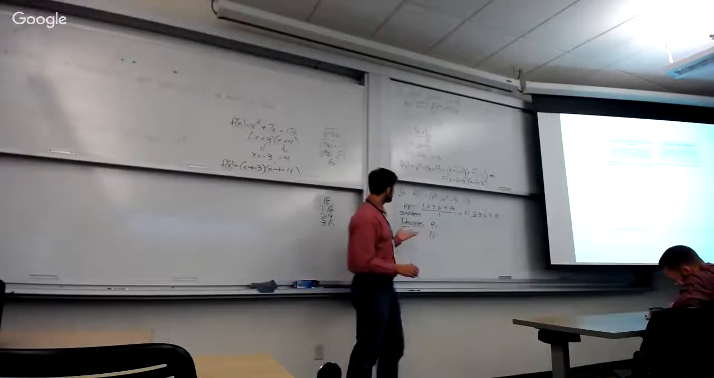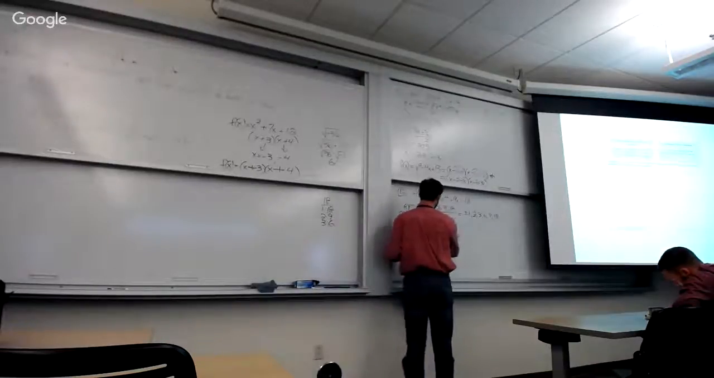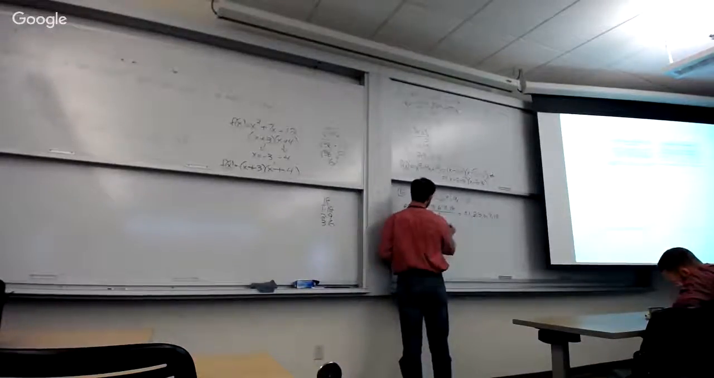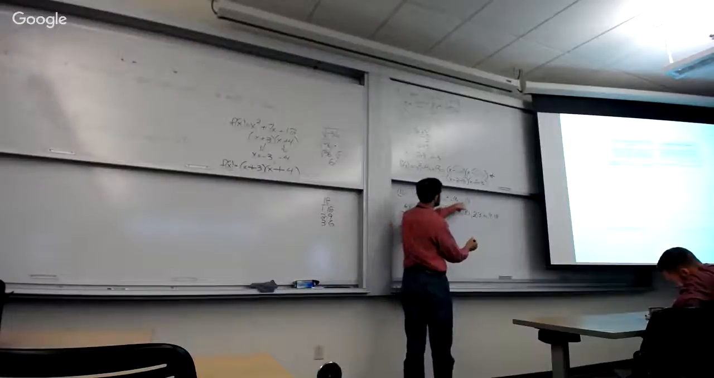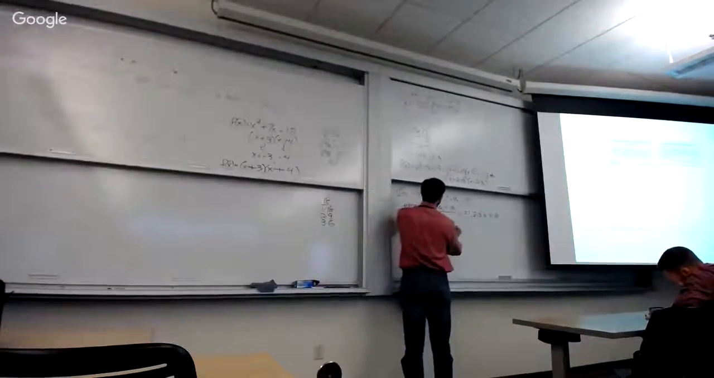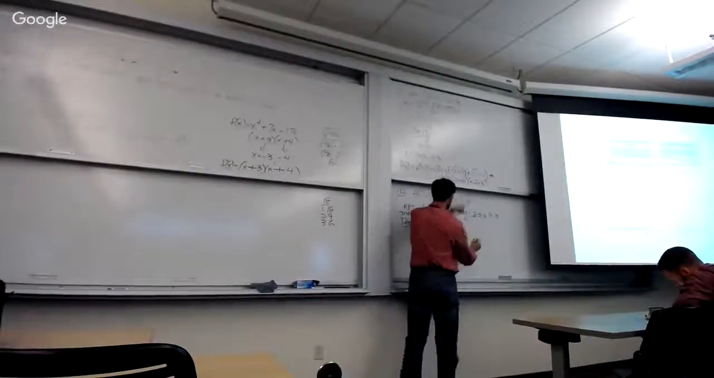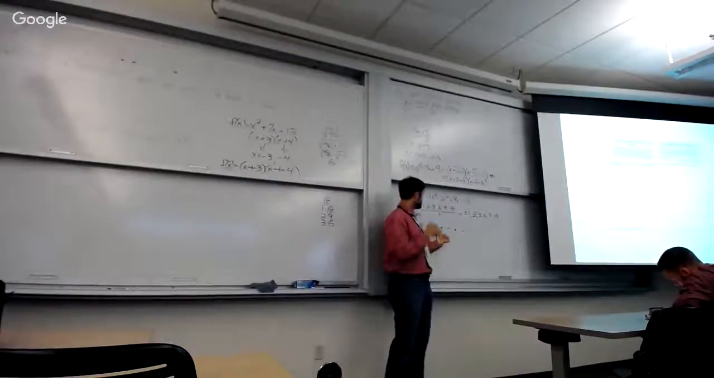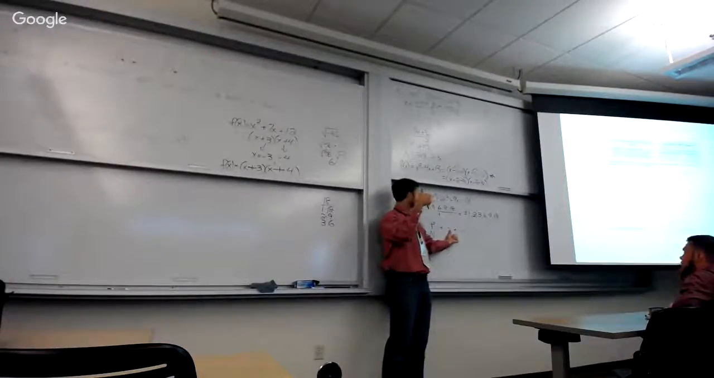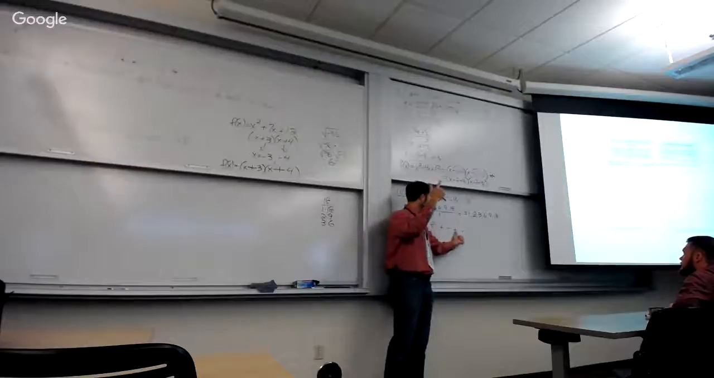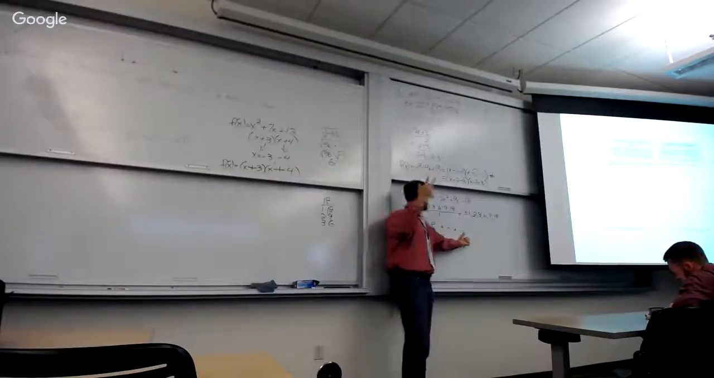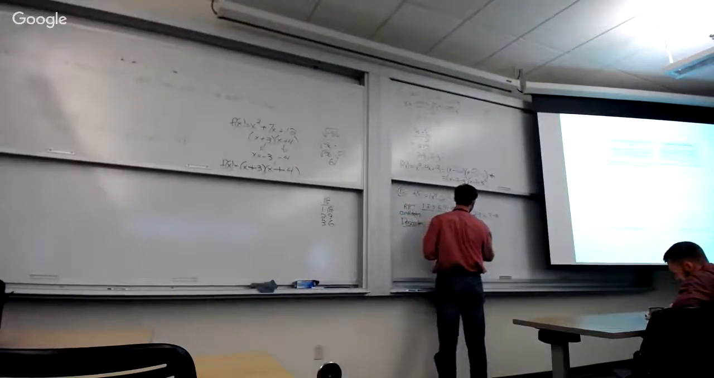So let's do the process. Remember, to find p, we look at the signs of the original function. And so what are the signs? Plus, minus, plus, minus. And how many sign changes do we have? Plus to minus is 1 sign change. Minus to plus is another sign change. Plus to minus is another sign change. So our value for p is 3.